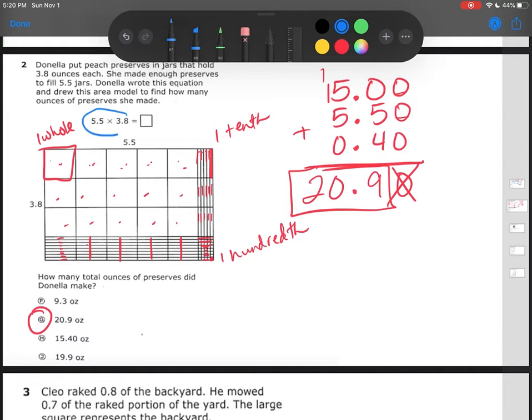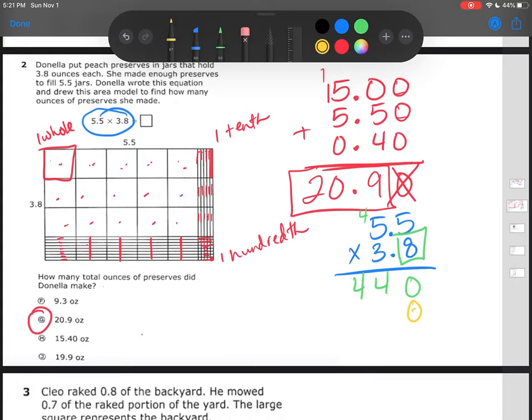If I wanted to just do normal multiplication, the normal algorithm, to check my work, I could totally do that. I could just do my problem that was right here. My 5 and 5 tenths times 3 and 8 tenths. And just pretend that this is doing 55 times 38, right? So my first step is to multiply my 8 out. So 8 times 5 is 40. Carry the 4. 8 times 5 is 40, plus 4 is 44. So I multiply my 8 out.